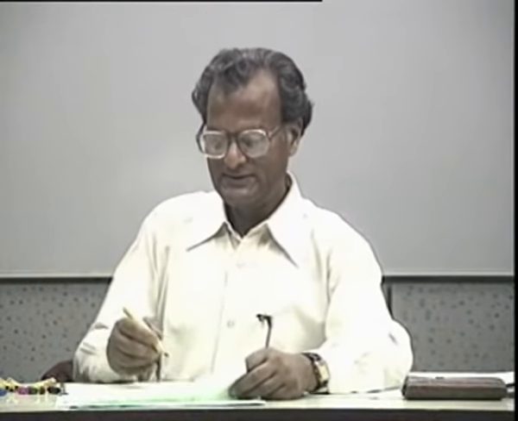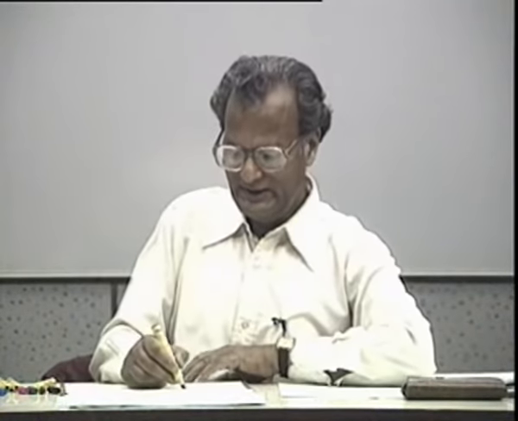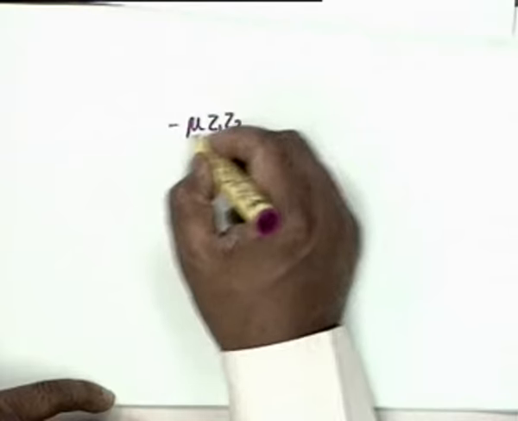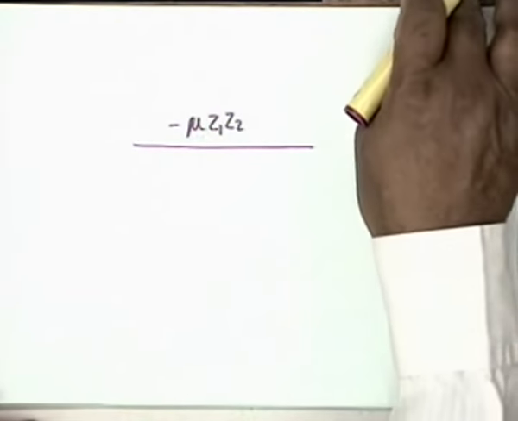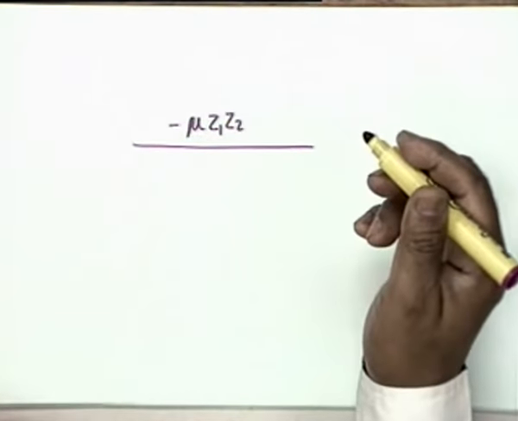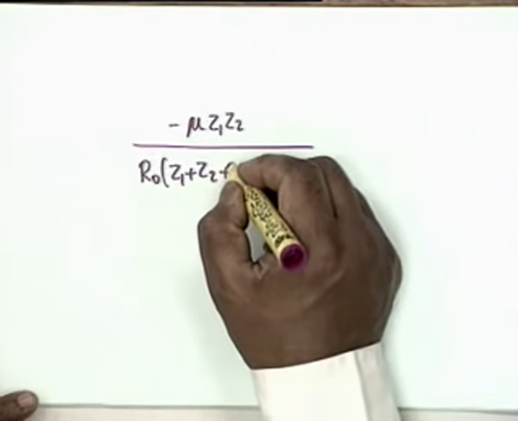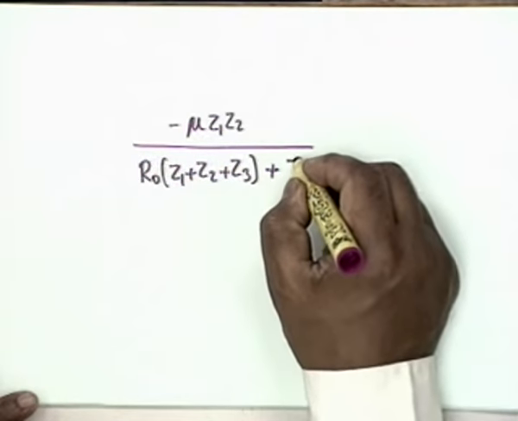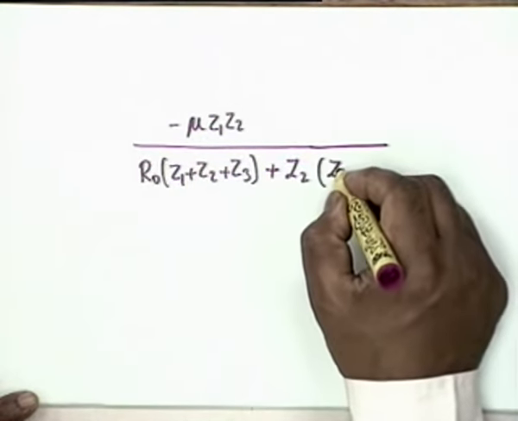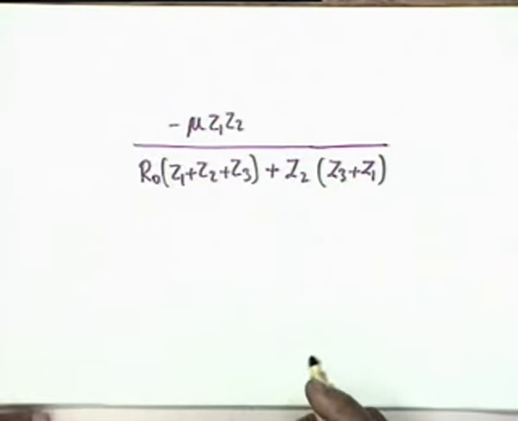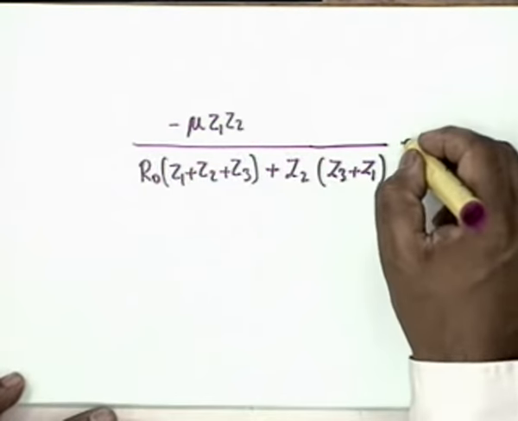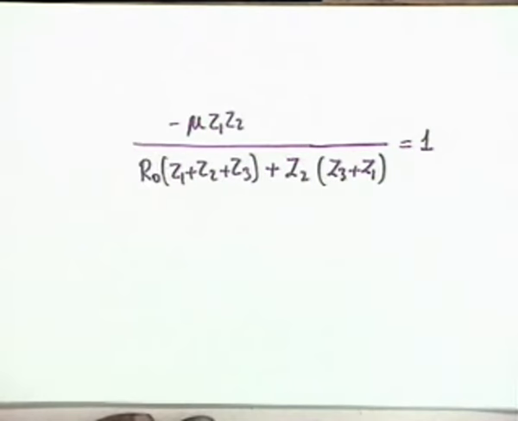If I do that, then I get, after a little algebra, minus mu Z1 Z2 divided by R0 (Z1 plus Z2 plus Z3) plus Z2 (Z3 plus Z1). You can see this very easily, how this simplification is done. This has to be equal to 1. This is the condition for oscillation or the Barkhausen criterion, A beta equal to 1.